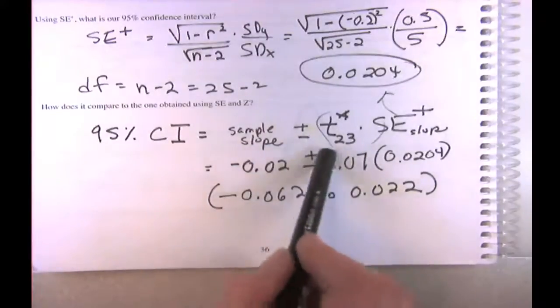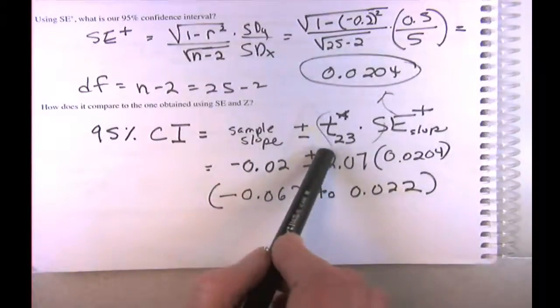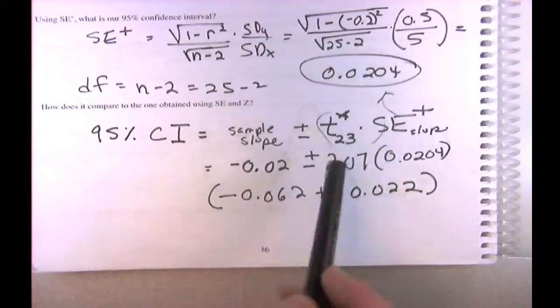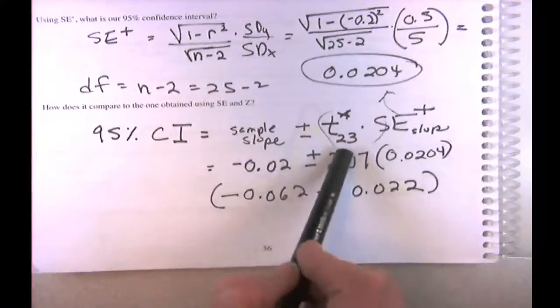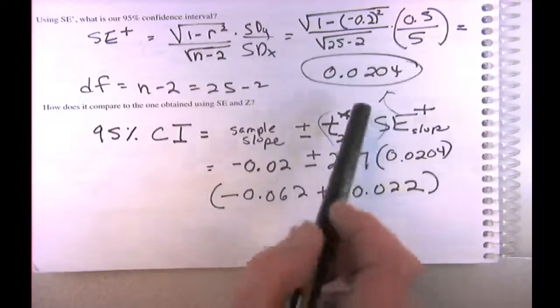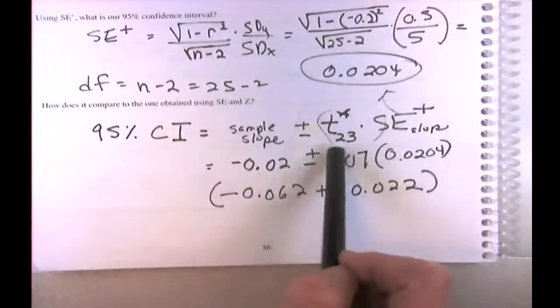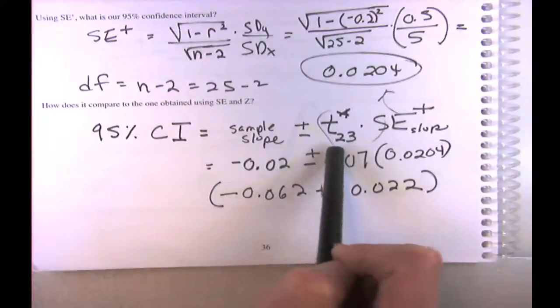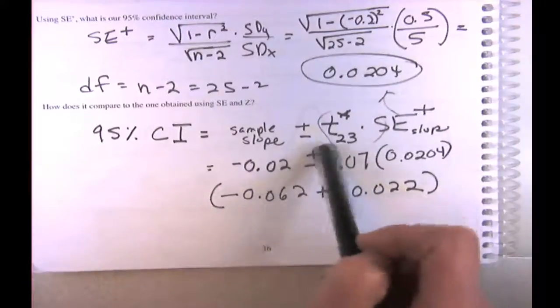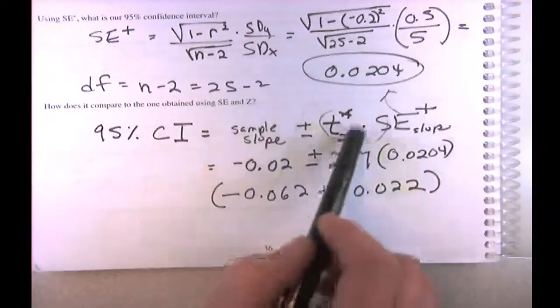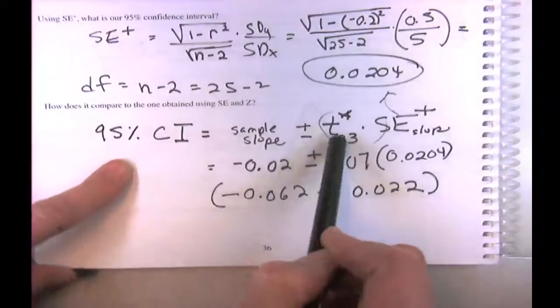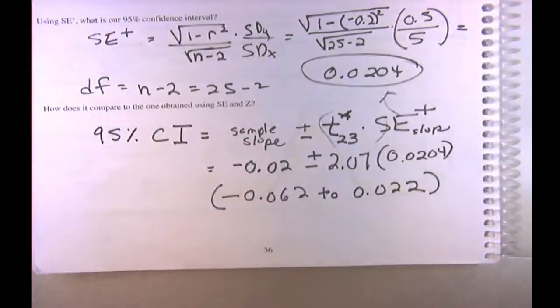because we said that the sampling distribution of the slope followed either a T or a Z curve, and T is what we use when we have a smaller sample. So this example had a sample of 25, and we said there were 23 degrees of freedom. And so we looked at the particular T curve with those degrees of freedom and found the critical value corresponding to 95%.